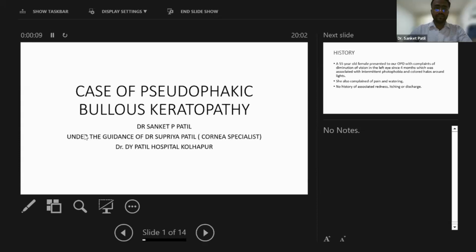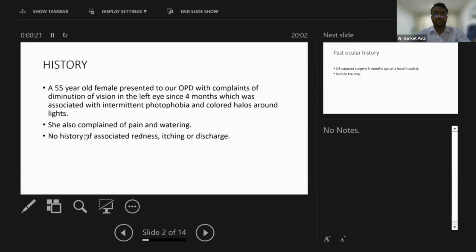Good evening, everyone. My name is Dr. Sanket Patil. I'll be presenting a case of pseudophakic bullous keratopathy under the guidance of Dr. Supriya Patil ma'am. There was a case of a 55-year-old female presented to our OPD with complaints of diminution of vision in the left eye since 4 months, which was associated with intermittent photophobia and colored halos around lights. She also complained of pain and watering. There was no history of associated redness, itching, or discharge.